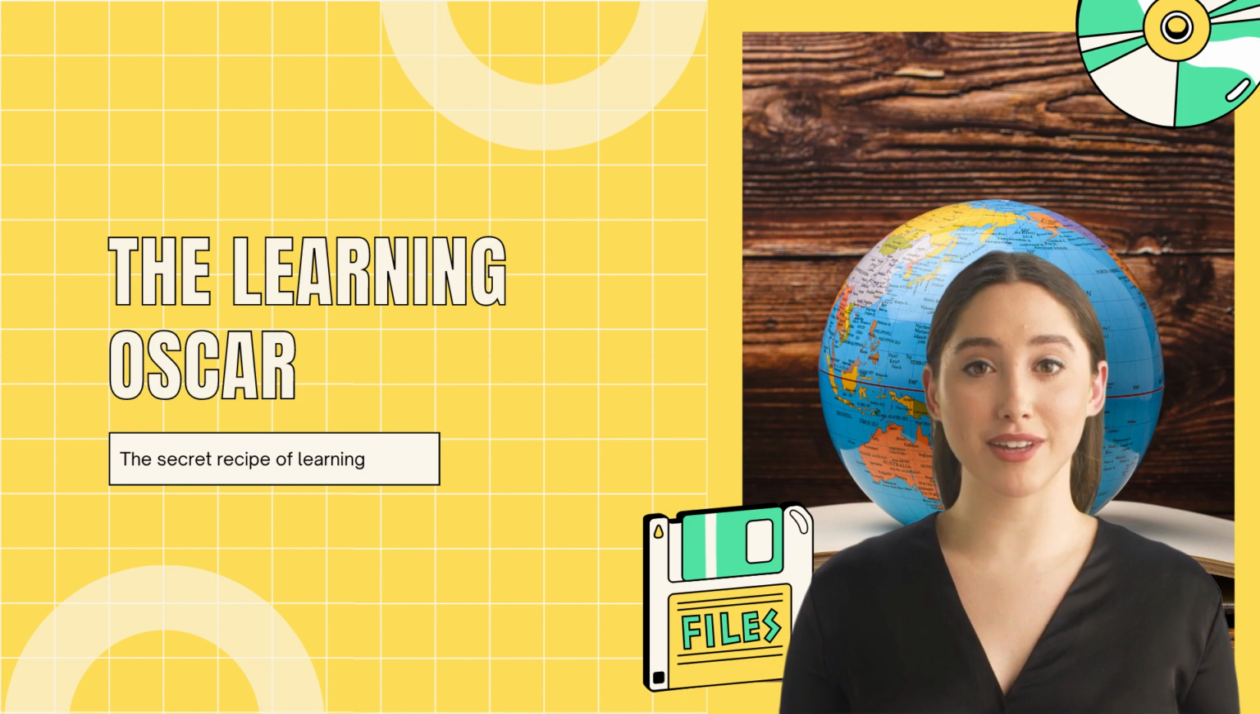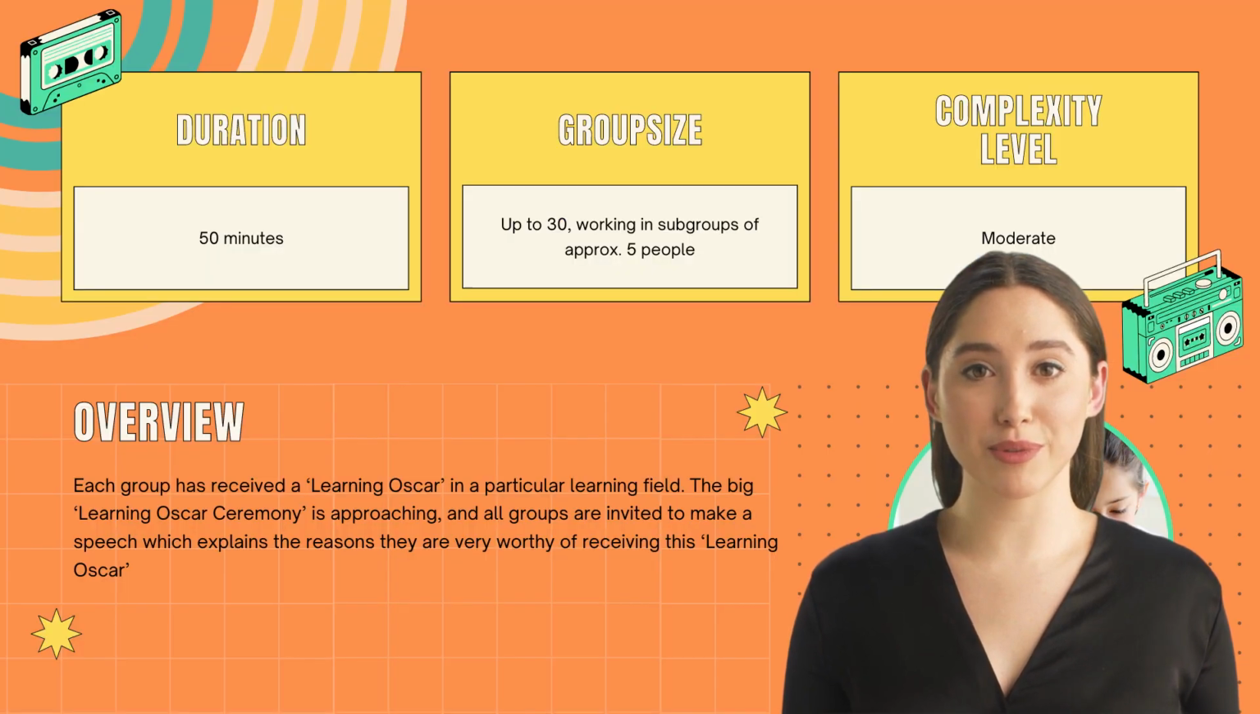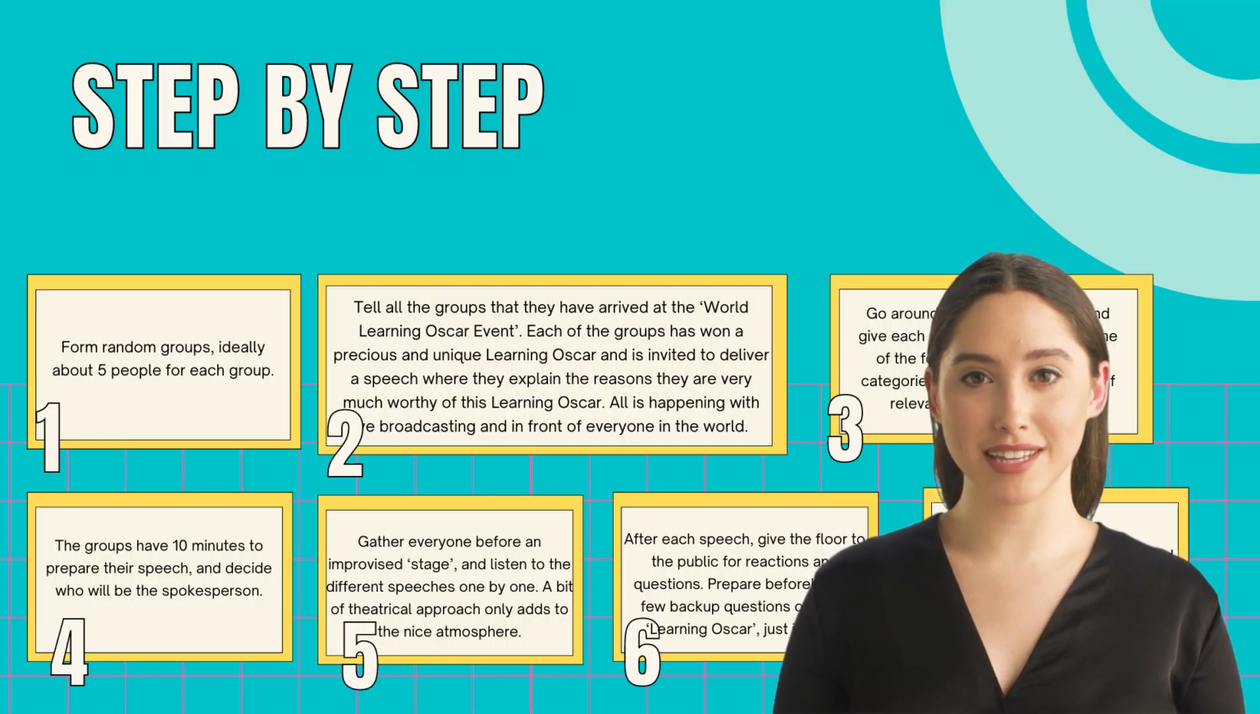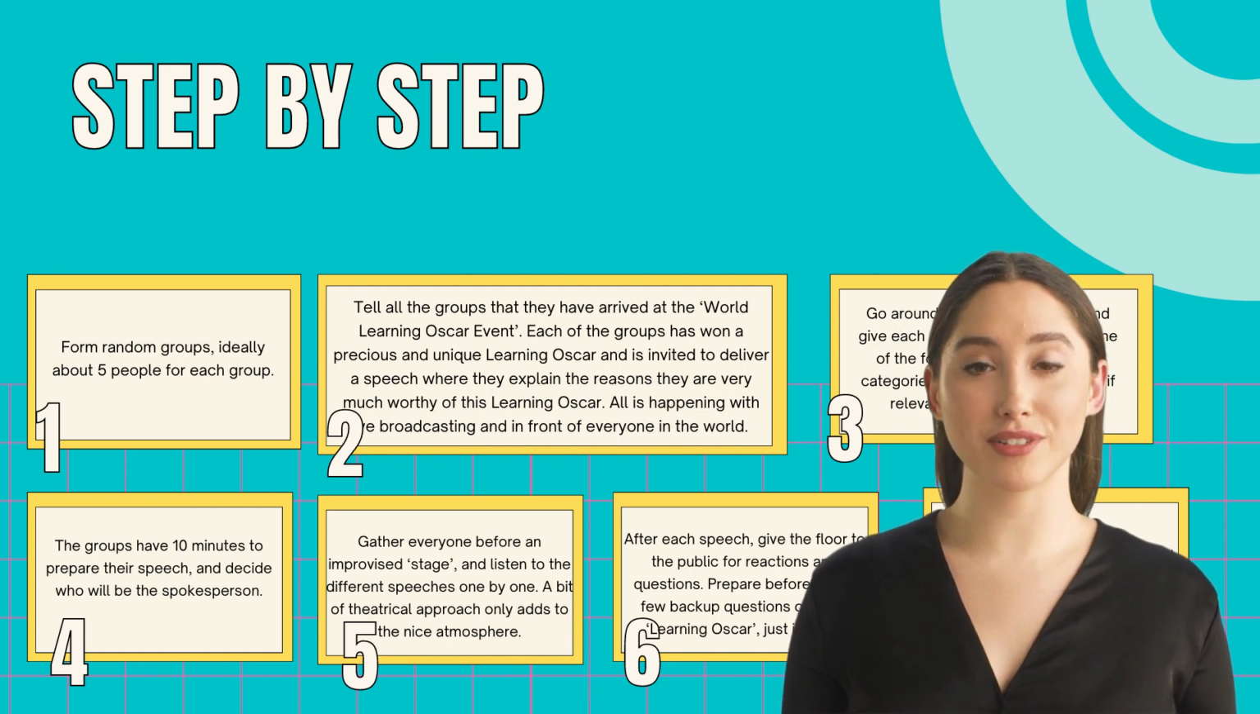Activity 2, the Learning Oscar. It will take you around 50 minutes. For this activity, you will need paper and pen for each group. Let's go step by step. Form random groups, ideally about 5 people in each group.